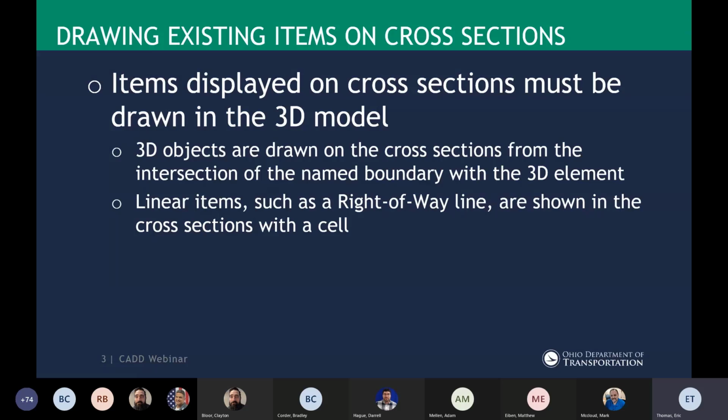Now, for things that are just lines, like a right-of-way line, there's no volume or depth to that. It's just a single line. So what it does is it displays a cell for that, the way ODOT has the standards configured. So linear elements can show up on the cross section, and we'll dig into how that's handled.